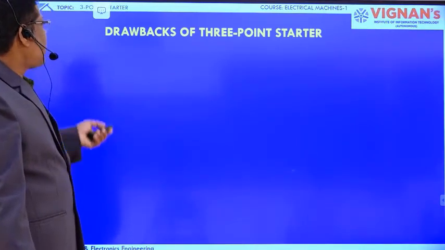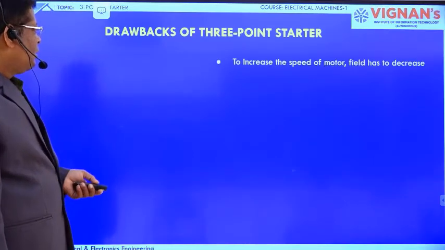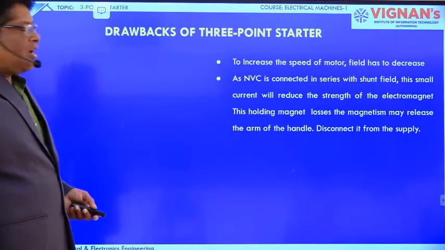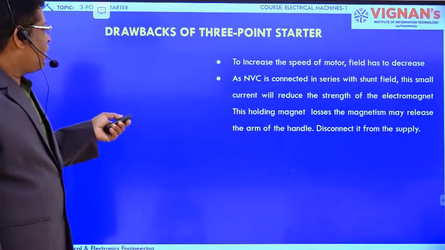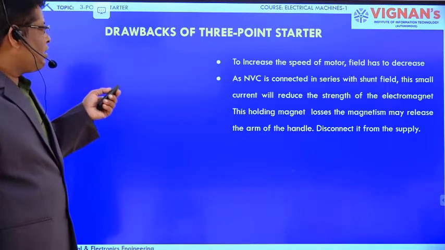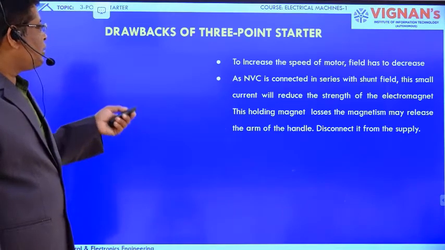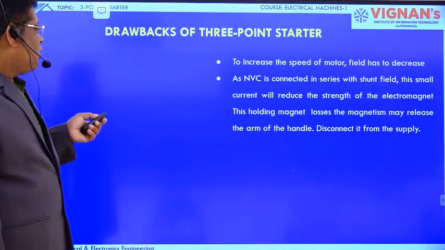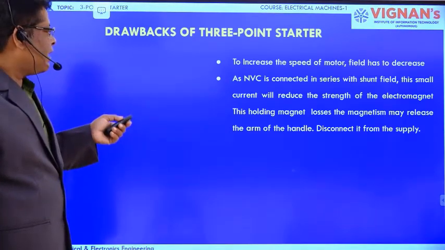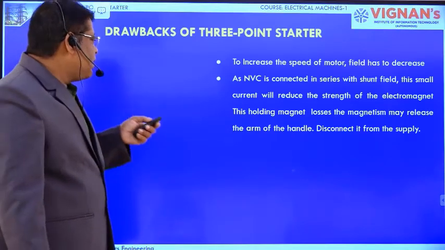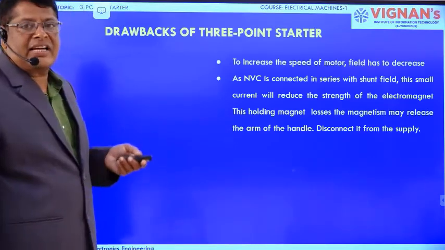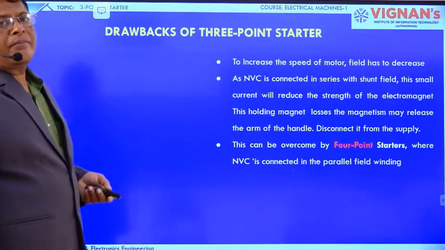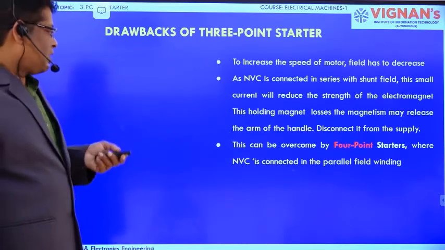Okay. Now we are going to see the drawback of the 3-point starter. To increase the speed of the motor, the field has to decrease. The NVC coil, no voltage coil, is connected in series with the shunt field. The small current will reduce the strength of the electromagnet. The holding magnet loses its magnetism, may release the arm of the handle, and disconnect the supply. This can be overcome by means of a 4-point starter.